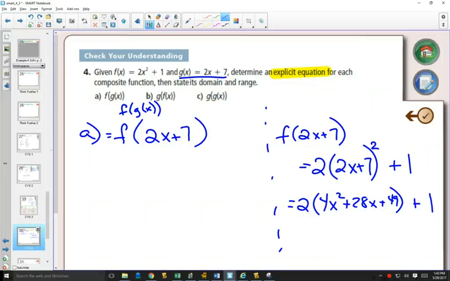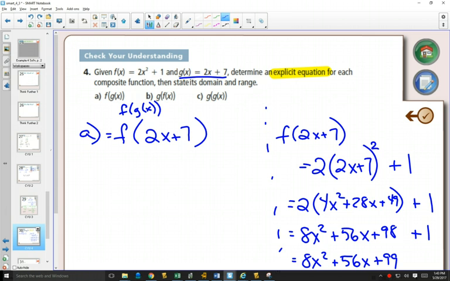If you'd like to draw all those arrows and show more work, that's fine. But you will get 4x squared plus 28x plus 49. That then gets multiplied by the 2, which would give you 8x squared plus 56x plus 98. Still have a plus 1. So if we combine those like terms, we get 8x squared plus 56x plus 99.